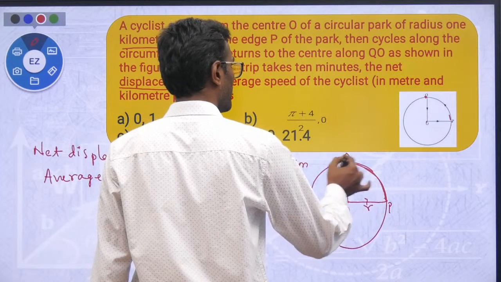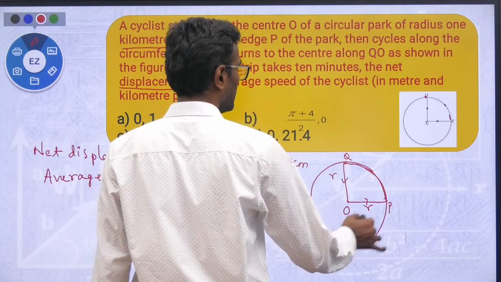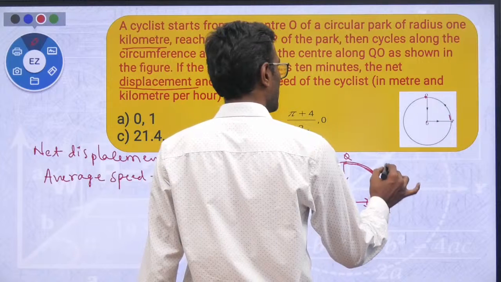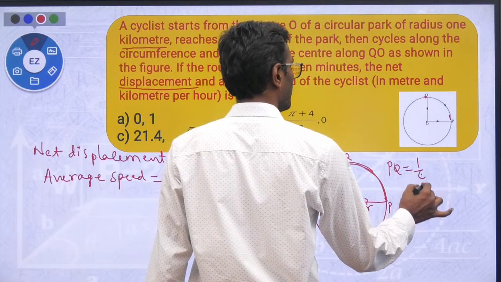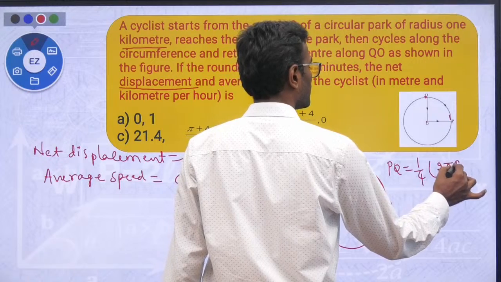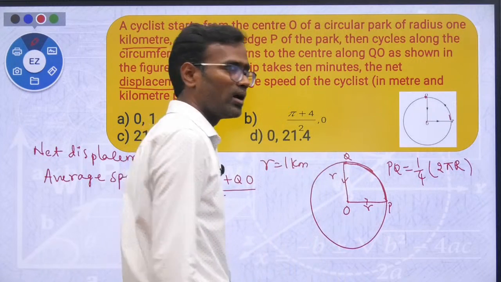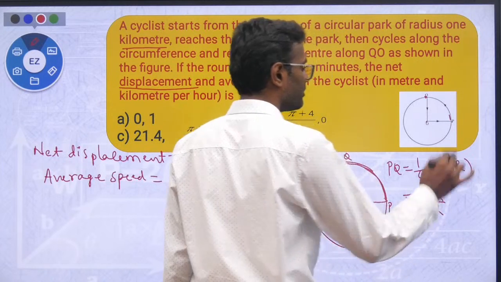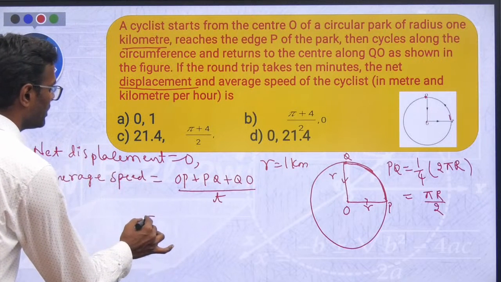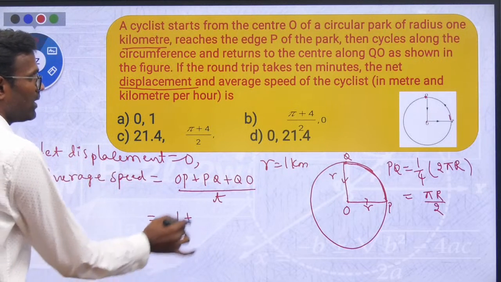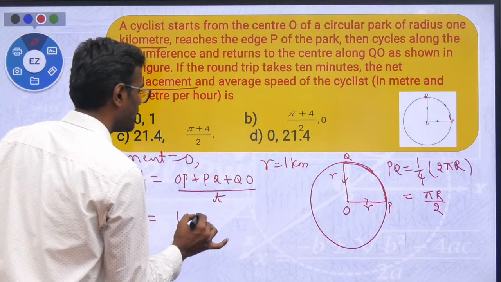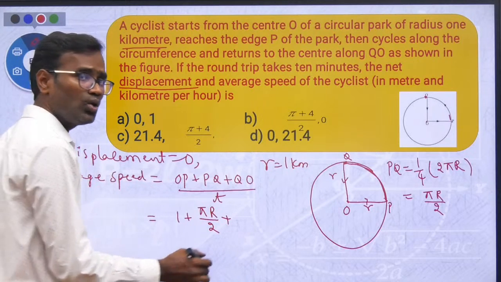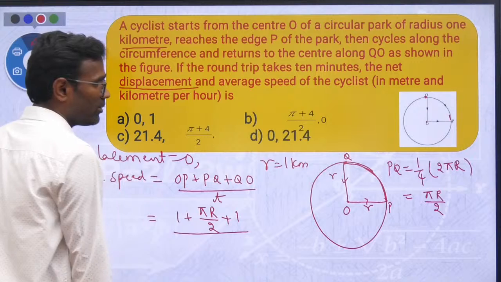Now if it completes one round, that is equal to the circumference of the circle, 2 pi r. But it has completed 1/4 of the circle, therefore PQ is 1/4 of the circle. So 1/4 into 2 pi r can be written as pi r by 2. So please write down here: OP is 1, PQ is pi r by 2, plus QO, which will be 1, by time.